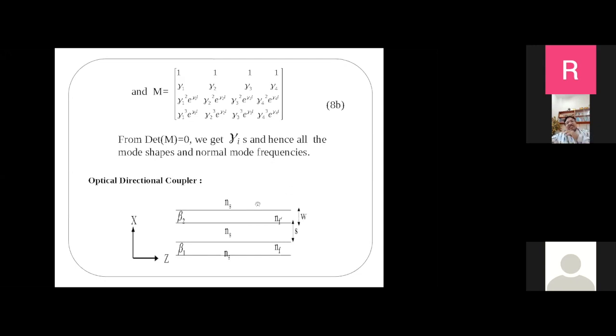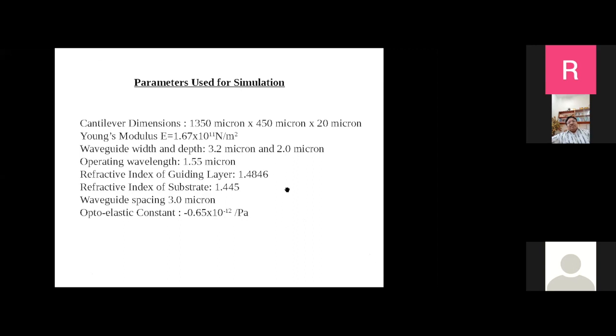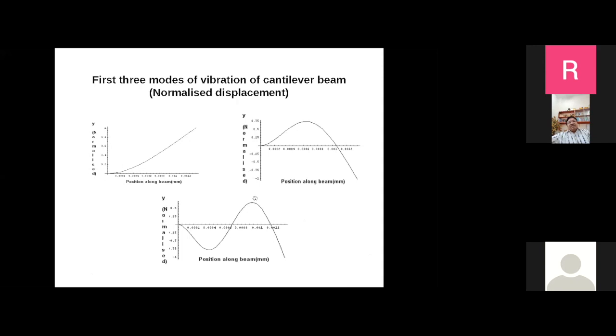Like this, I'm showing you the directional couplers. There are many ideas which can be used for making new optical structures. Let us see if there's anything important, otherwise we'll conclude. I'm showing you various examples that some of our students have done. This is the modes of vibration of a cantilever beam that we have studied.